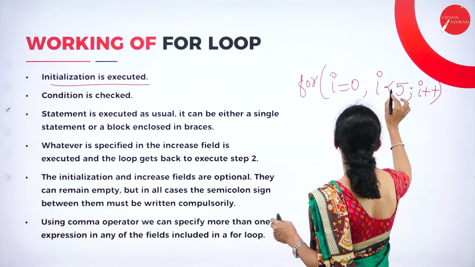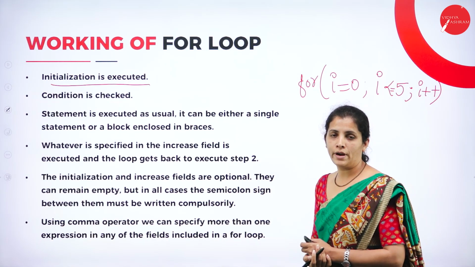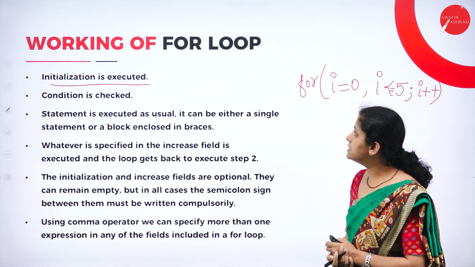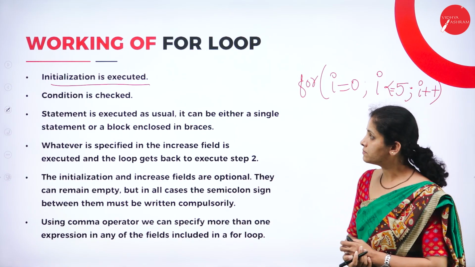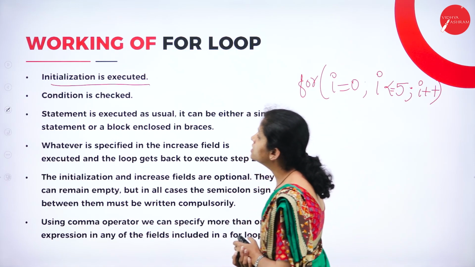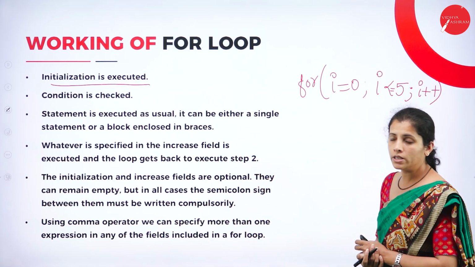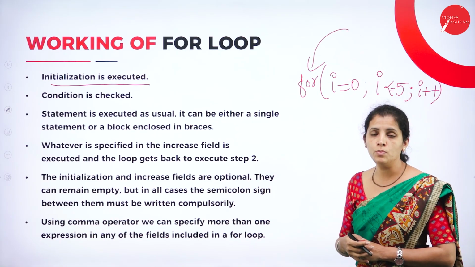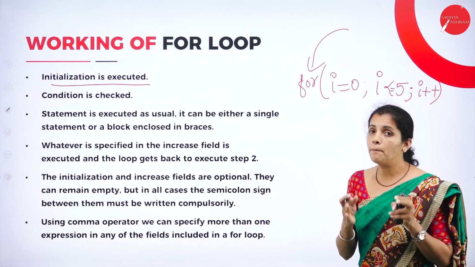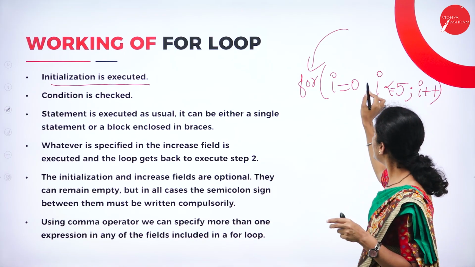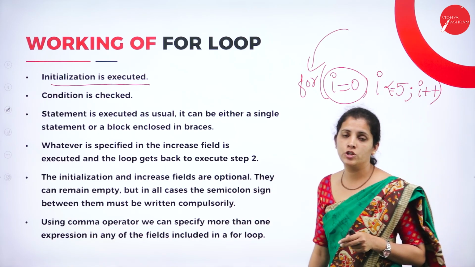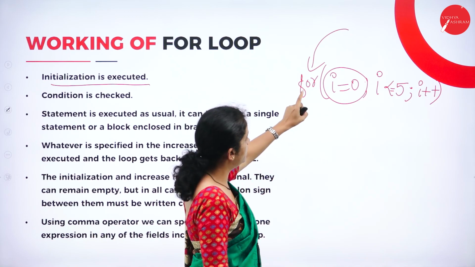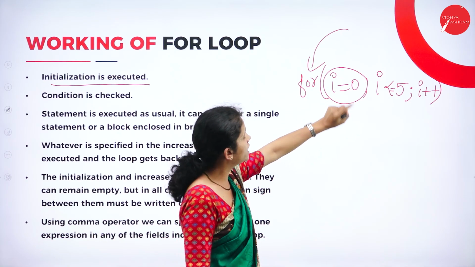Okay, so dear student, I'll make it less than or equal to. Okay, fine. So this is the for loop. Now, if I consider the working procedure here, first the initialization is executed. So dear student, when the compiler encounters this for loop, what is the job of the compiler? It is to execute the initialization, then check the condition.